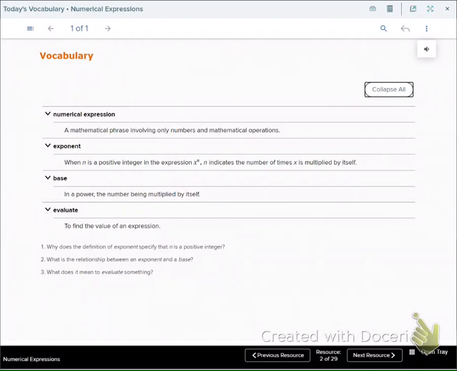By definition, an exponent is, for example, x raised to the n, and n indicates the number of times x is multiplied by itself. This is only true if n is a positive number. I want you to think about that for a second. When n is a positive integer in the expression x raised to the n, it indicates the number of times x is multiplied by itself.